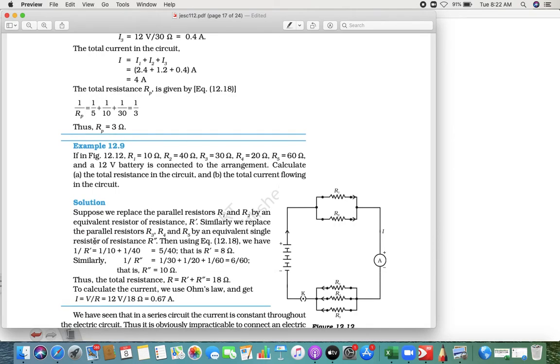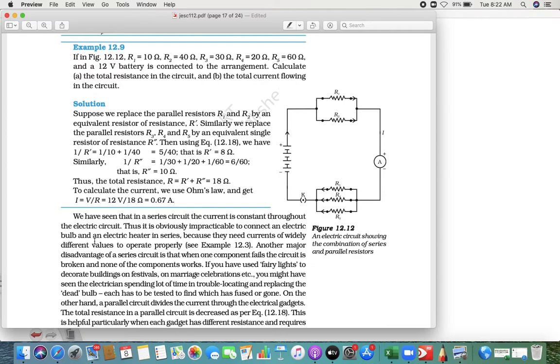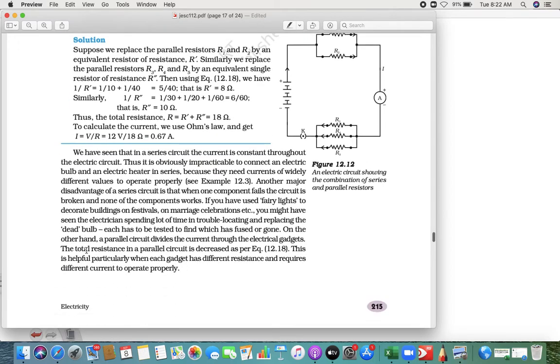But what is the good part about series connection? There is only one advantage of series connection. What? The good part is that in series connection you can control the current. That is the only advantage of series connection. And what is the disadvantage of parallel connection? There is no disadvantage. Okay, it has only advantages, and this is the reason we are using this, right?